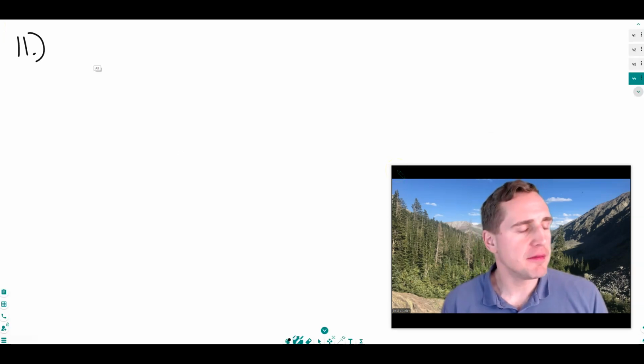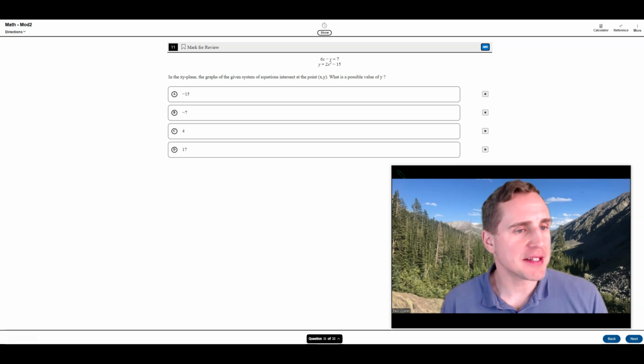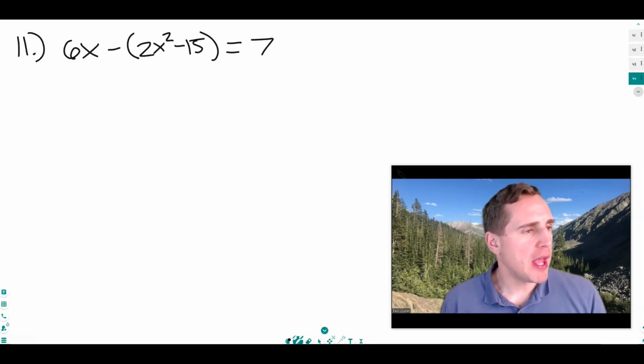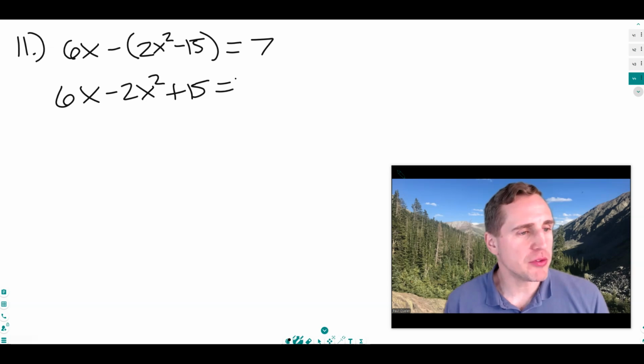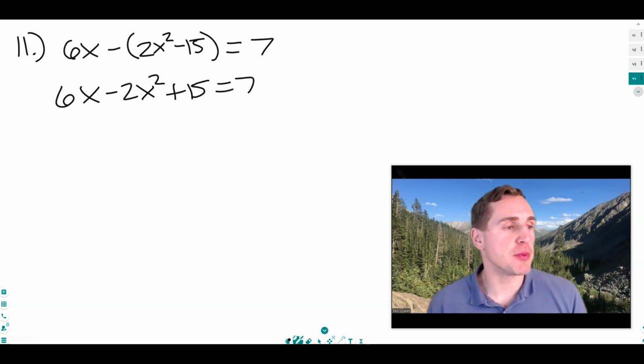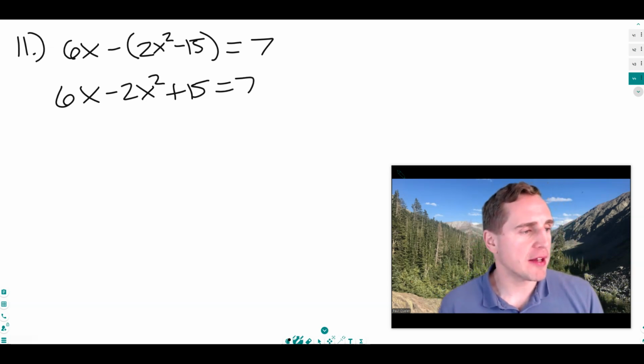So for number 11, we'll say it's 6x minus, and then we'll put in the entire value of y. So 2x² − 15. Close it off, equals 7. Okay, so that's 6x − 2x² + 15 = 7. Now we've got to get this in standard form because we've got to get it to a quadratic. Let's start off with the quadratic term, negative 2x².